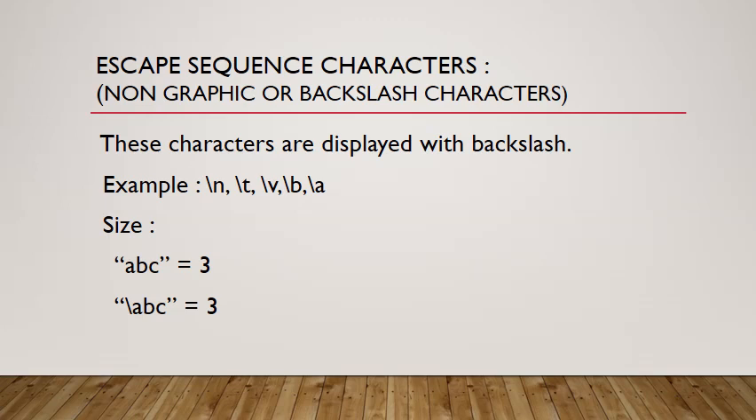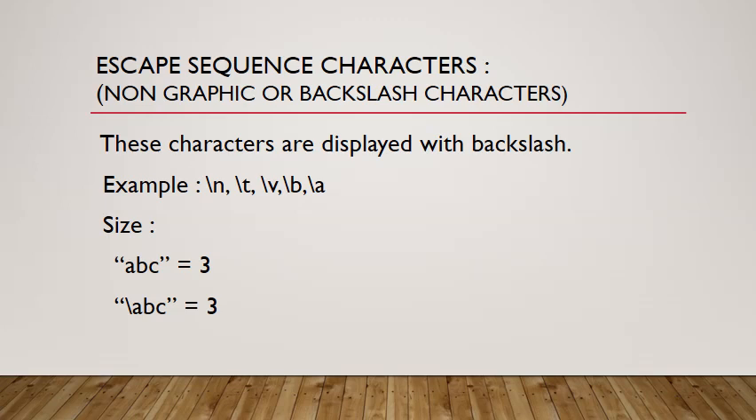Example, backslash n, which is used for new line, backslash t for horizontal tab, backslash v for vertical tab, backslash b for backspace, backslash a for audible bell. If you see the size of these characters, then backslash characters have a size of only 1 character. Like if you have written in double quote ABC, then its size will be 3, and if you have written in double quote backslash ABC, then its size is also 3, because backslash A will hold only 1 character size.